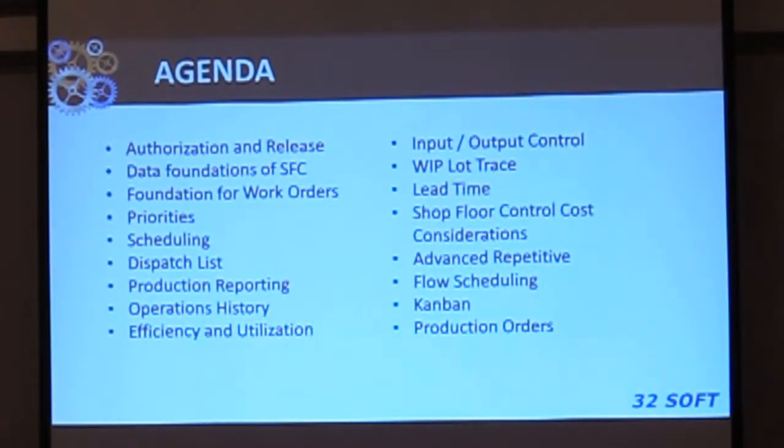So we'll try and go through a fair number of topics today having to do with shop floor control, all the way from automation and release. We'll talk a little bit about some of the other shop floor control tools, advanced repetitive, flow scheduling, Kanban, that kind of thing. And we'll cover up with production orders for those of us who are going on to, what is it, 2019? What's the latest version now? 2018 out now, 2019. 2019, okay.